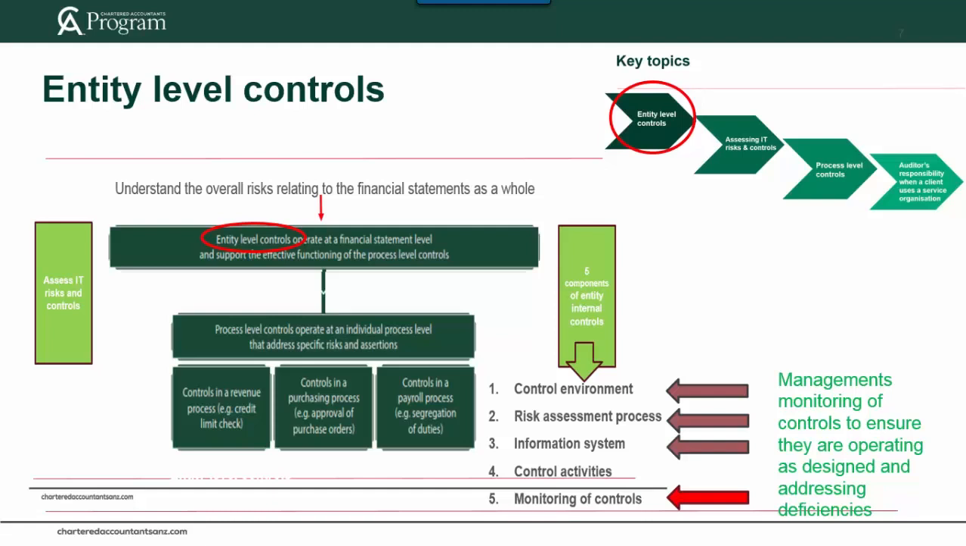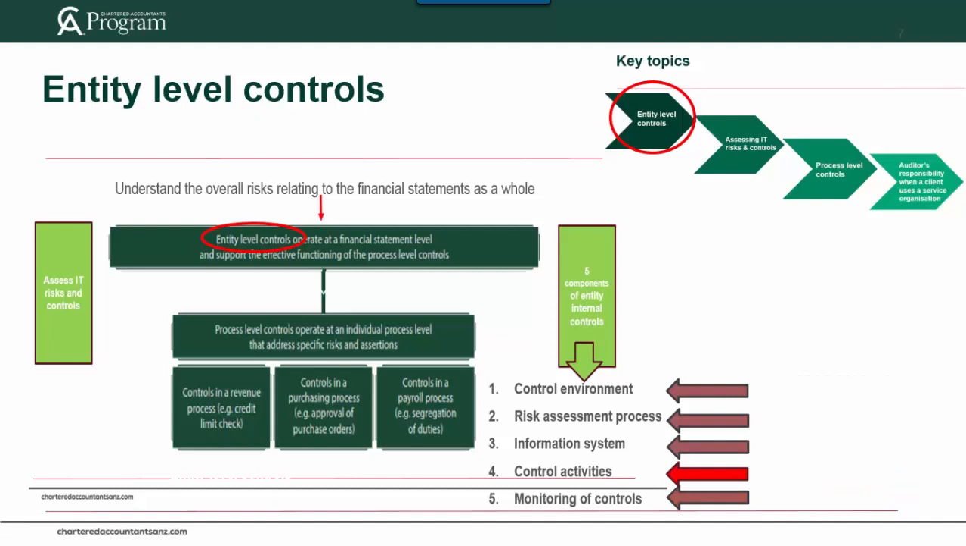Remember, the auditor must evaluate the design and implementation of entity-level controls and does this by making inquiries supported by other procedures such as observation or inspection. For example, the auditor could review the minutes of the board and audit committee meetings and actually attend audit committee meetings too. It's worth pointing out that the other component, control activities, will typically refer to process-level controls, which we'll go through shortly.